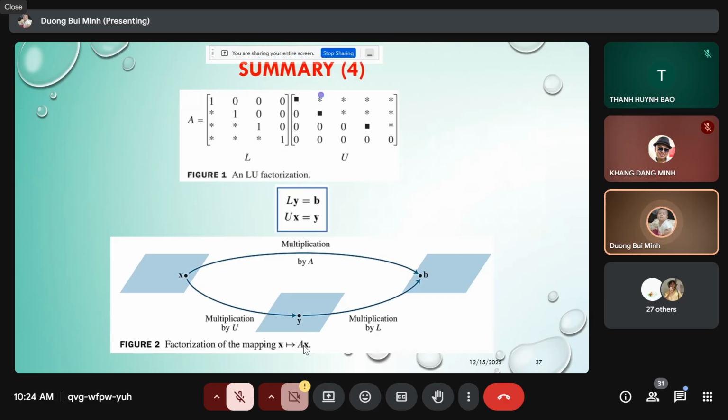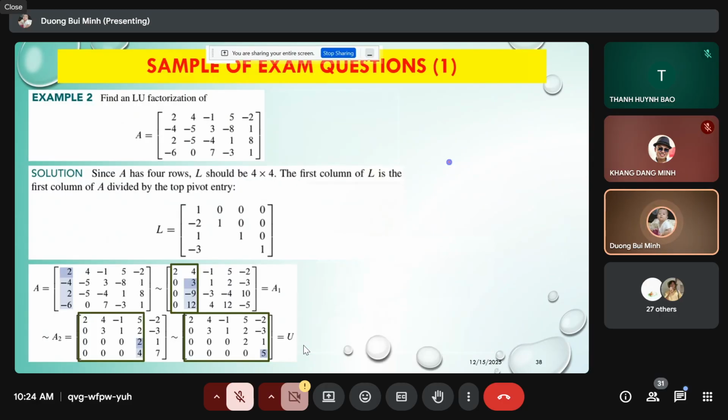So, summary. We know A is L times U, and then you can get the solution of AX equals B. Samples of exam questions are like this, finding LU factorizations.